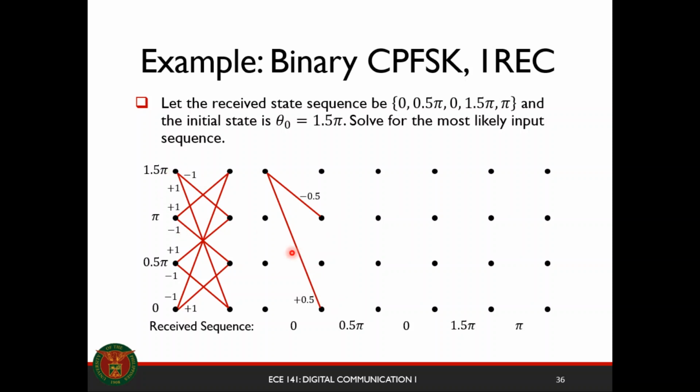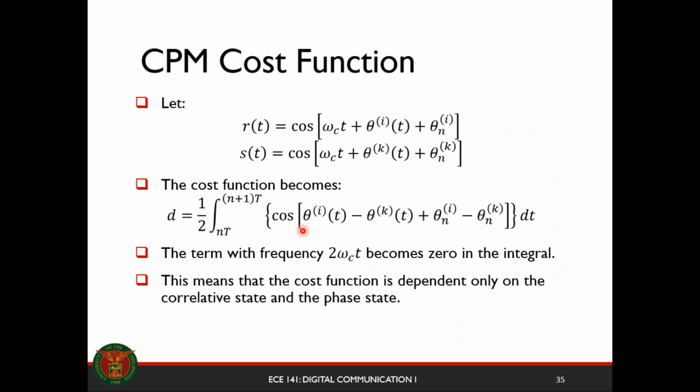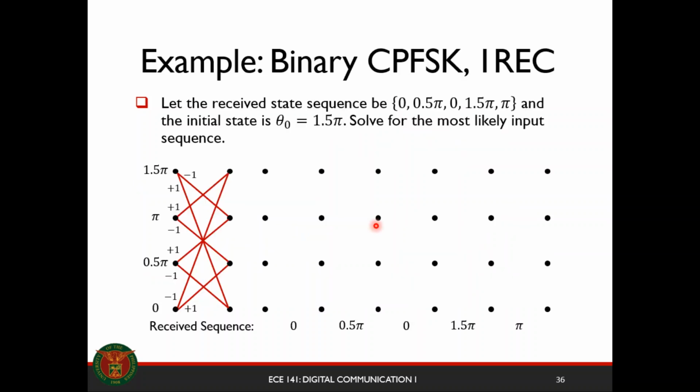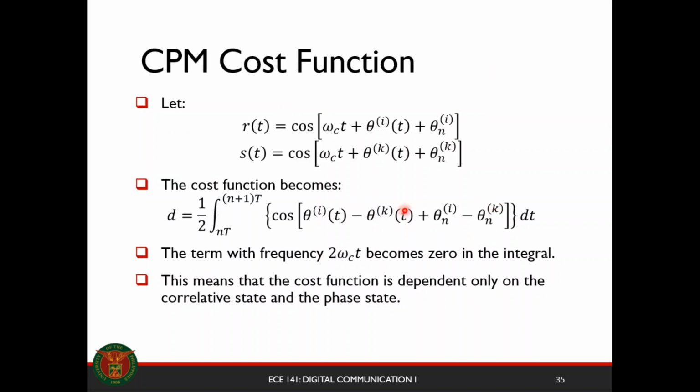Okay? So in these cases, we're only going to consider basically this integral right here. Okay? Since we don't have any correlative state, since this is again just one rec, we're only getting the distance between the phase states, which simplifies this problem. Instead of just integrating, you just need to get the difference between the phases.